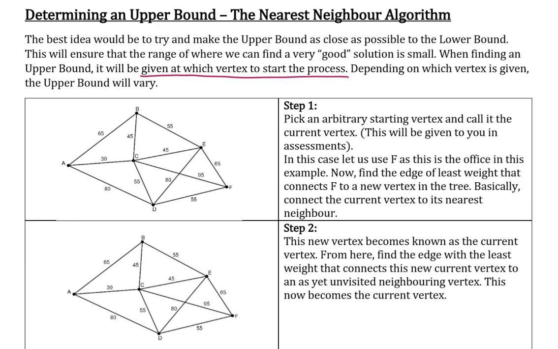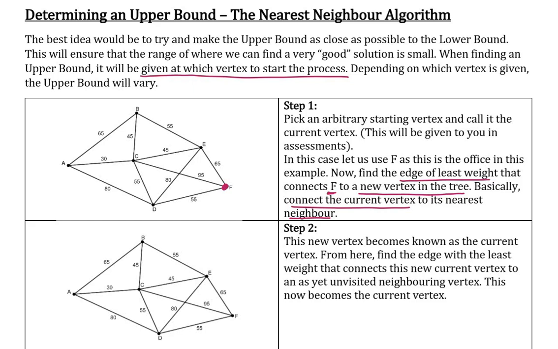So basically, I will tell you, but you can pick an arbitrary vertex and you call it the current vertex. So this is given to you. In this case, we're going to use F, which makes sense because that's her office, and so she has to start there and she has to end there. Now basically, we need to find the edge of least weight that connects F to a new vertex in the tree. Basically, you always connect the current vertex to its nearest neighbor. That's why I like the algorithm. So basically, the name of the algorithm.